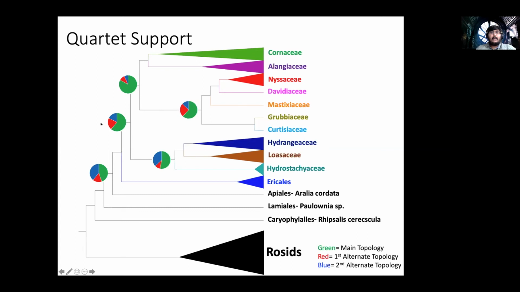Then moving back and looking at this branch here leading to the Cornales, we see a bit lower support for the main topology, which is around 62%, and relatively equal frequencies in the two alternatives, 21% and 18%. This still gives us good support for the main topology since the two alternatives are at equal frequencies, and this is likely due to ILS. However, when we see unequal frequencies in the two alternative topologies, we can't conclude that these patterns are due to ILS. In the next few slides, let's look a bit closer at some of these branches with uneven support.